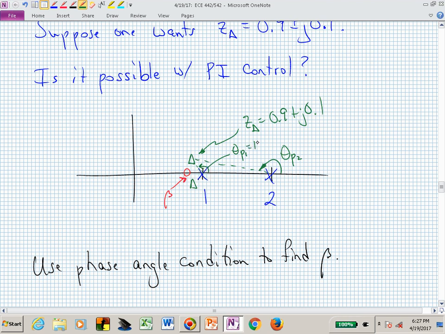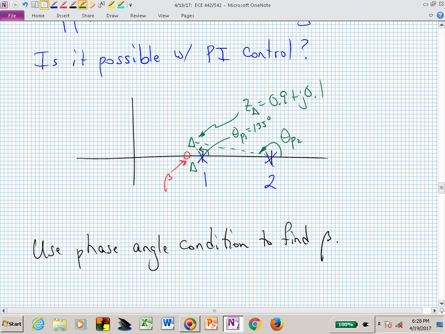Now, in reality, you probably don't want to be designing, making your angles nice. You want to do it to meet your design specifications. But here, I want you to understand where these angles are coming from and get the process down. That's the important thing, and making those triangles at 0.9 plus j 0.1 helps do that. Are we clear with where theta p1 came from?